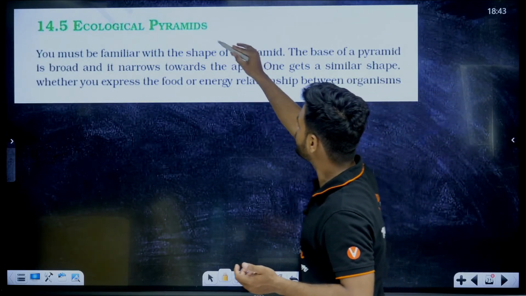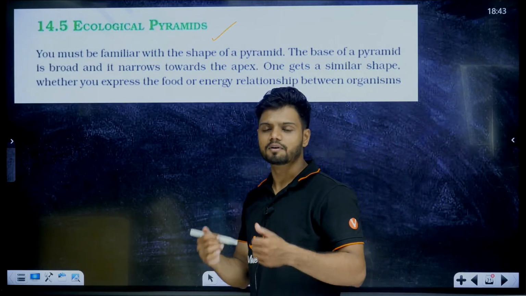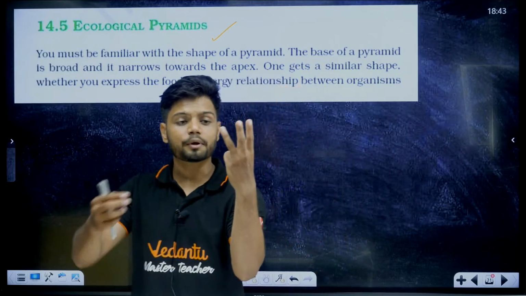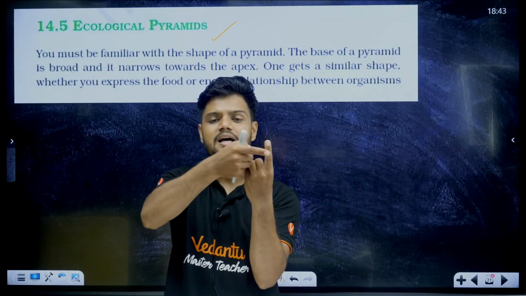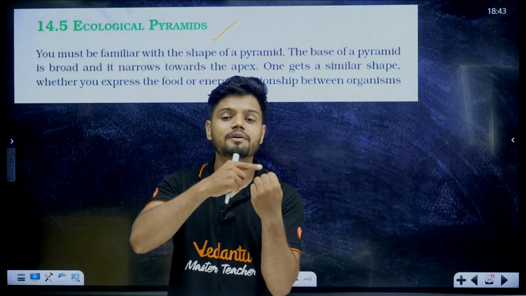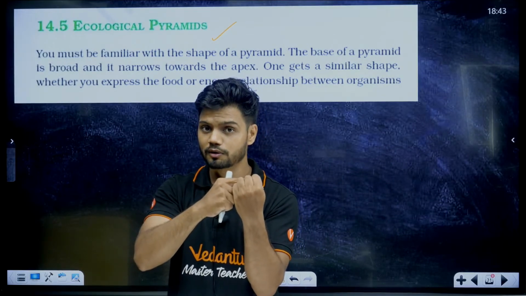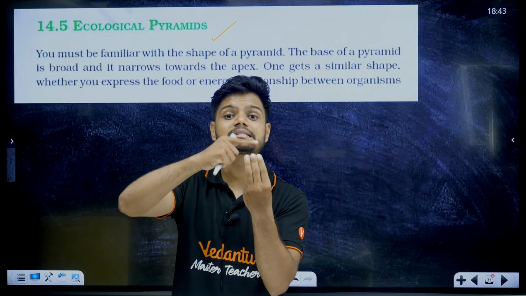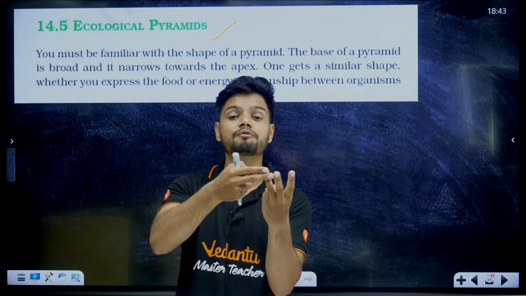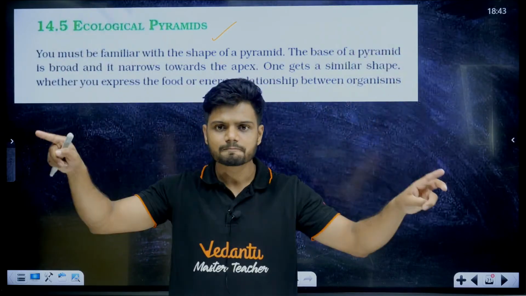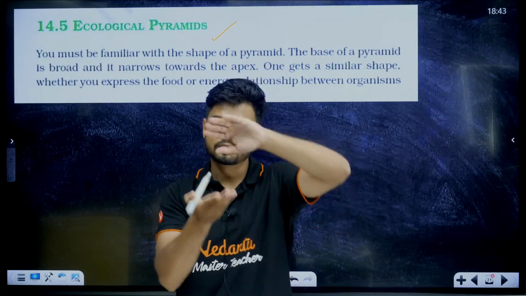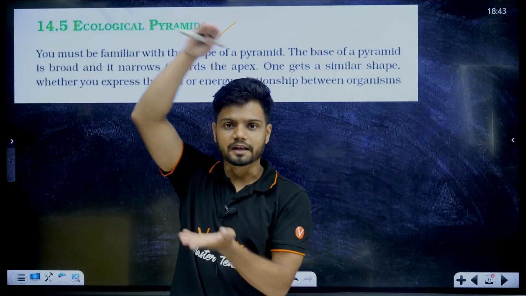Then there are ecological pyramids. We have in total 3 types of pyramids: pyramid of number, pyramid of biomass, and pyramid of energy. But will they ask you directly the pyramid? No. They will ask you exceptions. The exception in your pyramid of number is going to be a big tree. Pyramid of number can change there, that is, it can become inverted.